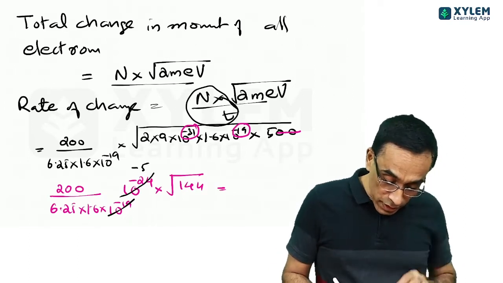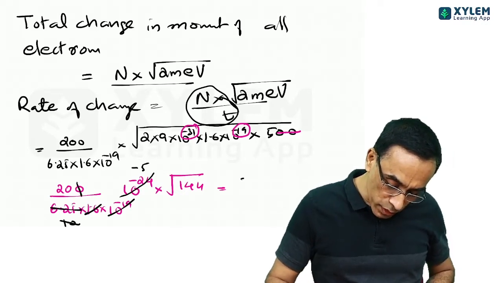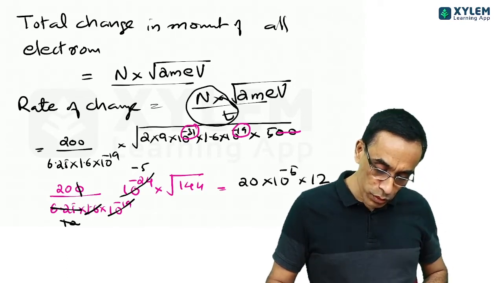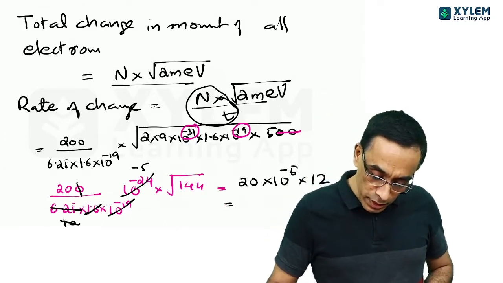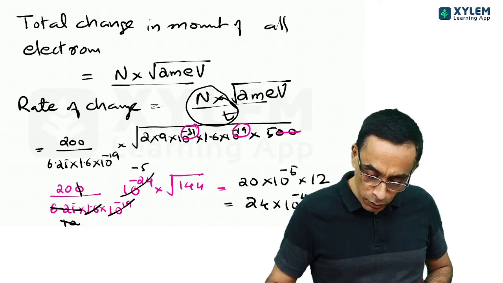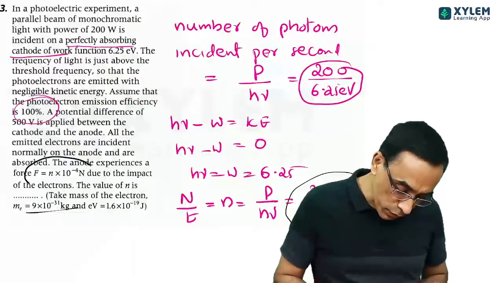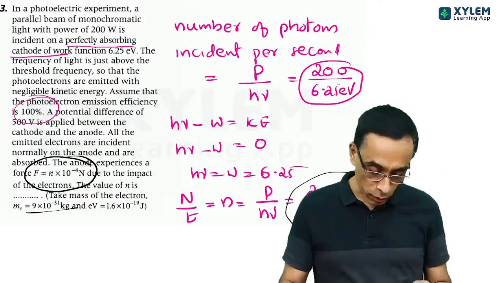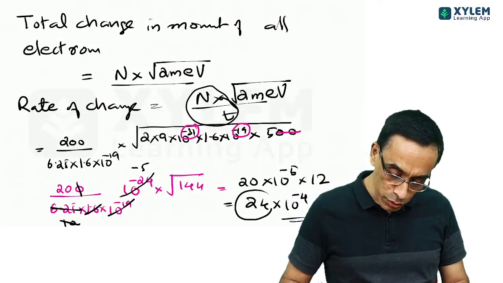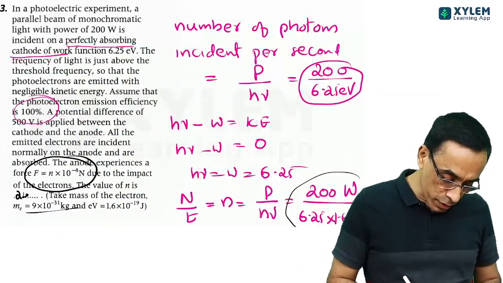No, see this thing, 1.6 into 6.25 will give you 10. 10 will cancel this to 20. So this is equal to 20 into 10 raised to -5 into root of 144, 12. So it will give you 12 into 20, 240, 24 into 10 raised to -4 Newton as the force. Why write like that? Because they are asking you the force is F equal to N into 10 raised to -4. So what is the value of N? N is equal to 24. So our answer is N equal to 24.